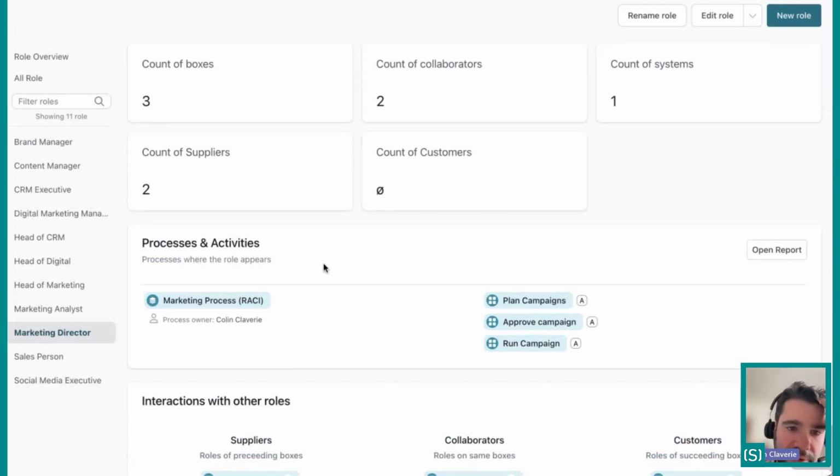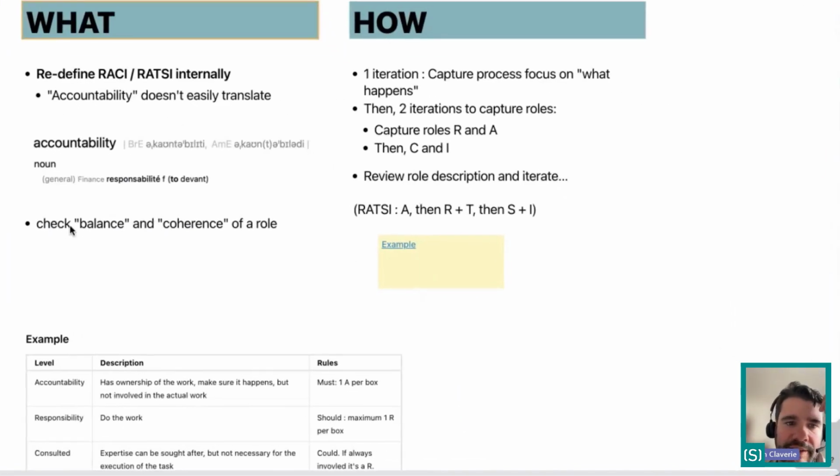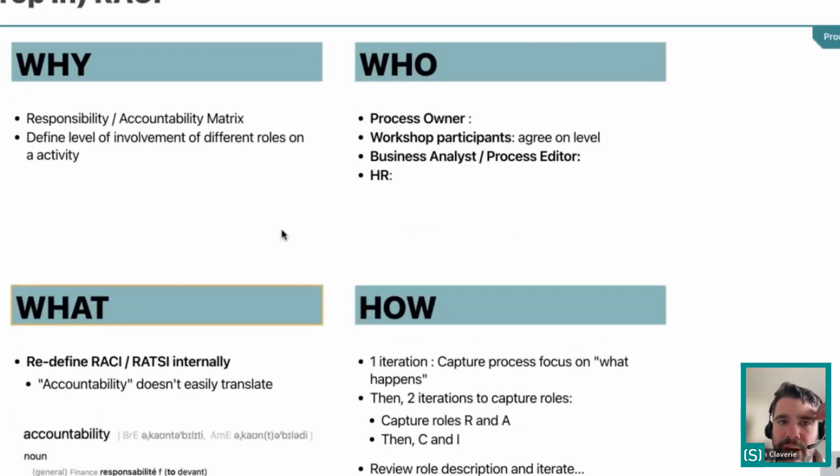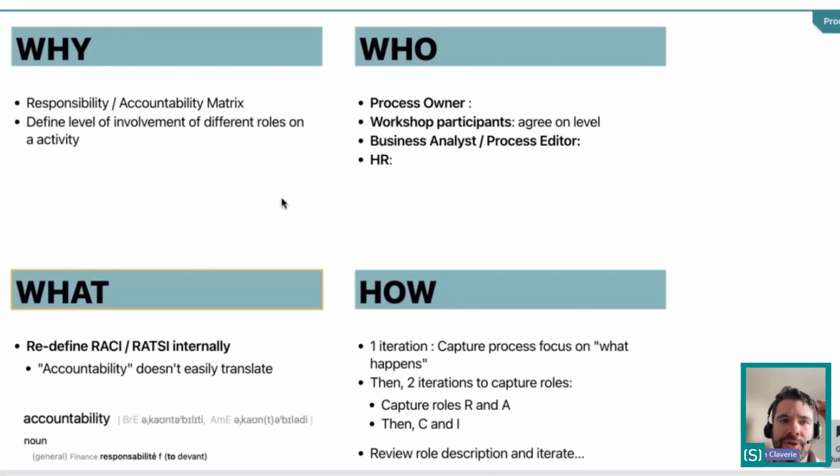That's what's great here, that it's generated live. So if I'm making a change to the process, it will be shown here directly. Voila. So yeah, check the balance and coherence of a role. Very important. Okay, so that's the main part I wanted to show you around RACI.